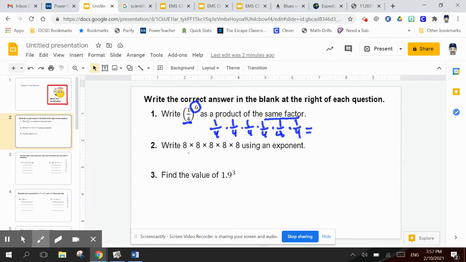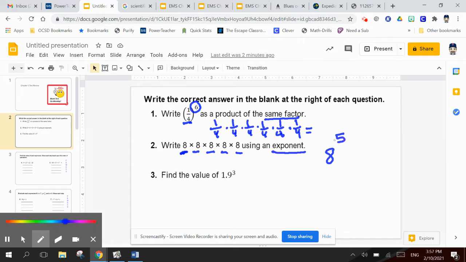Number 2 says to write 8 times 8 times 8 times 8 times 8 using an exponent. I have 8 as the number being multiplied. That is my base number. How many of those is going to be my exponent? So here's 1, 2, 3, 4, 5. My exponent's that little number that hangs up in the air. That is 5, because there are 5 8s.